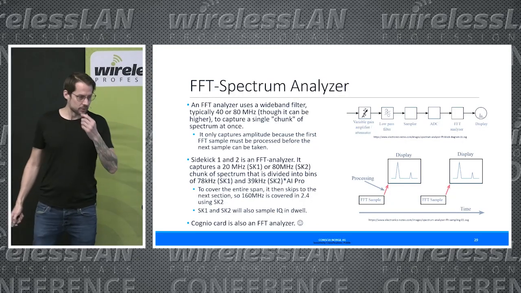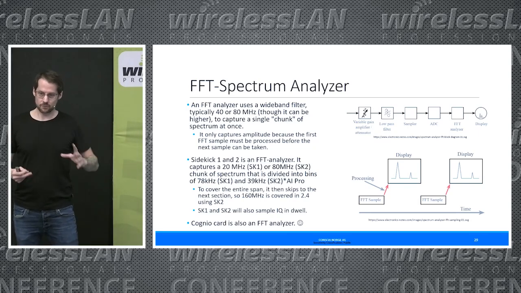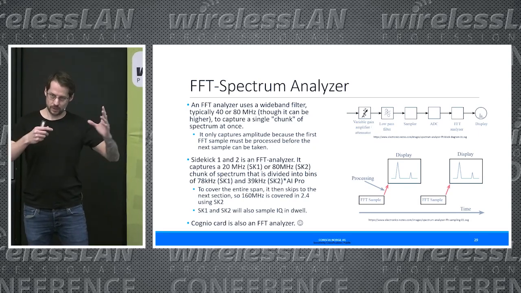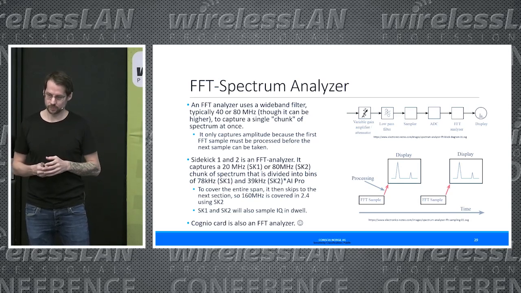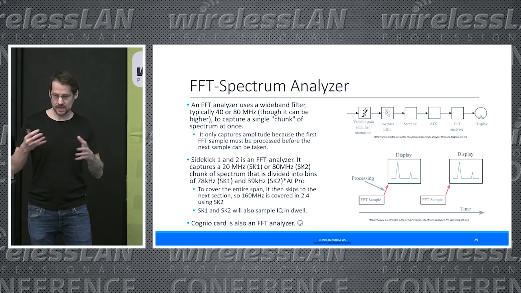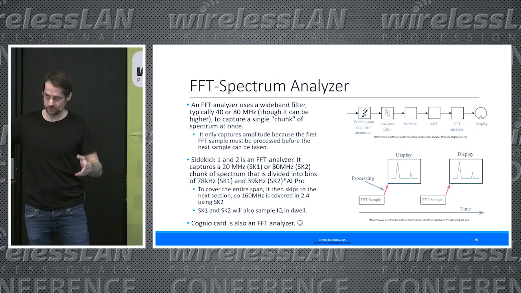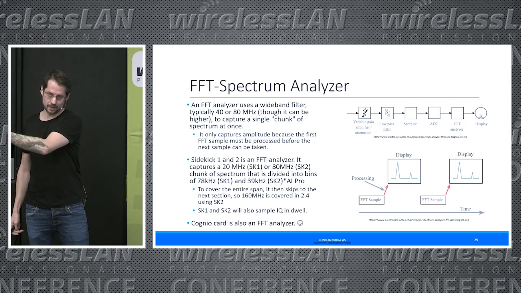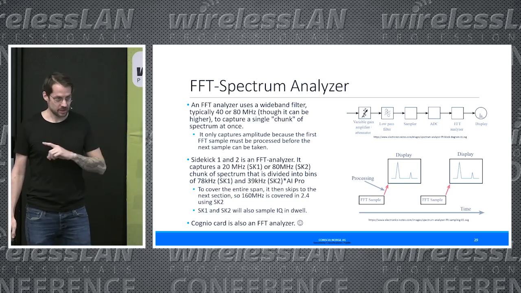Talking about swept, you have the FFT spectralizer. What's the difference? The main difference of an FFT spectralizer is that instead of using the swept function with an IF to sweep the filter, sweeping the spectrum across the filter, you now use a sample. You use a 20, 40, 80 megahertz wideband filter to sample one chunk at the same time, and you do an FFT of that chunk and divide it into bins, with an amplitude detection in each of those bins. Cognio cards is an FFT analyzer.